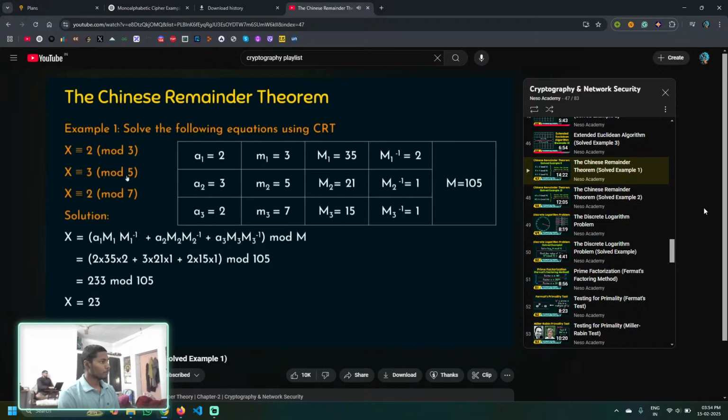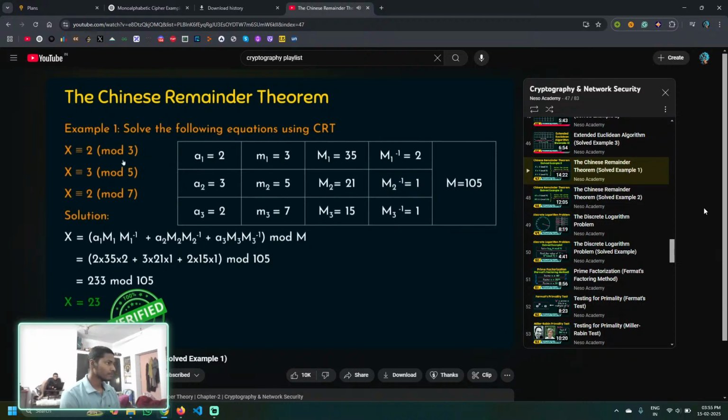Let's move on to the second equation. 23 is congruent to 3 mod 5. So 23 when it is divided by 5, are you getting 3? Yes. 5 4 times 20, remainder is 3. So this is also perfectly fine. Let's move on to the third equation. 23 is congruent to 2 mod 7. 23 when it is divided by 7, 7 3 times 21 and the remainder is 2. Perfect. So we found out the value, that is the single variable x, to be 23, and we also have verified the result. So Chinese remainder theorem is helping us to solve the different congruent equations under one variable.